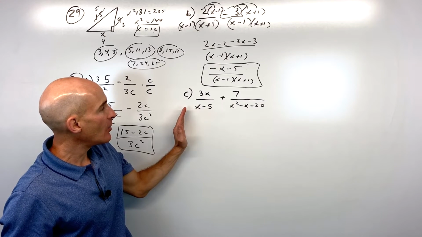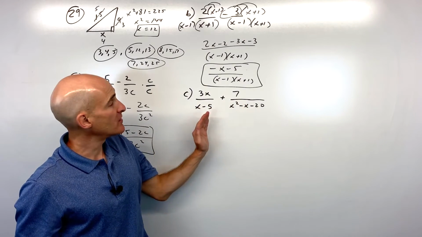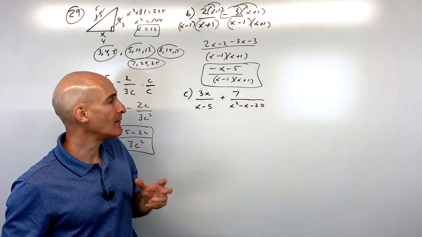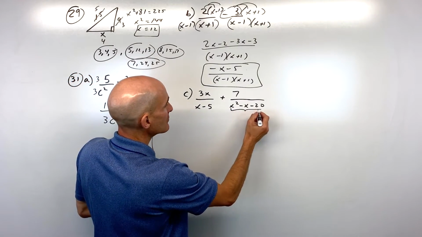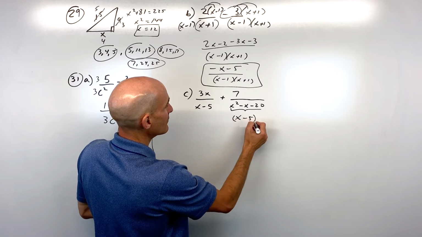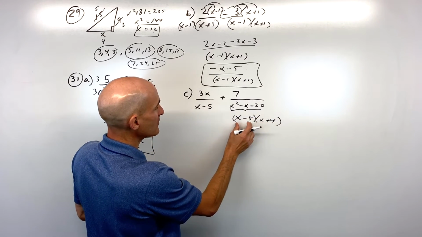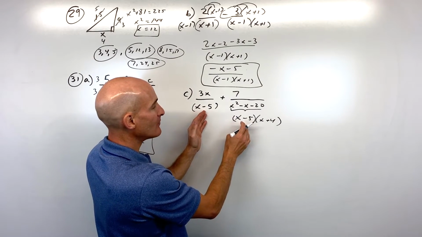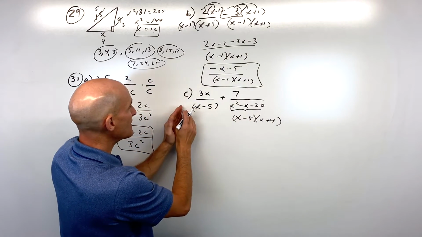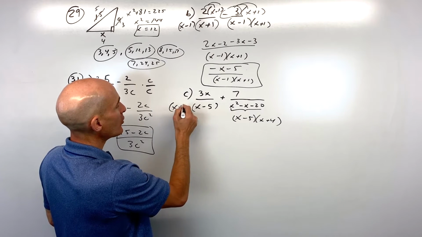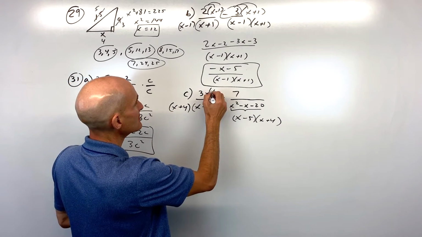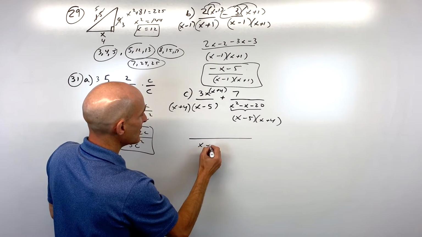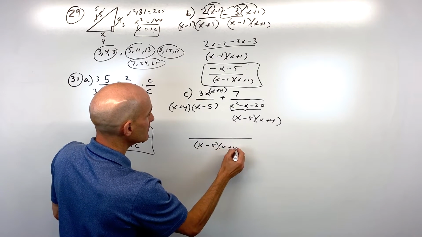For letter C now, what I want to do with this one is factor the denominators as much as I can, because I want to see if there's anything in common. So here if I factor this, I get x minus 5 and x plus 4. Now when I look at these denominators, I already have an x minus 5 in common. This has an x plus 4, so we need an x plus 4 over here. So I'm going to multiply by an x plus 4 in the denominator and the numerator. So now our common denominator is x minus 5, x plus 4.